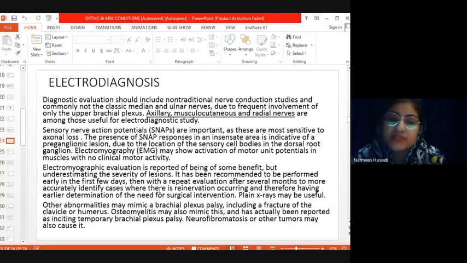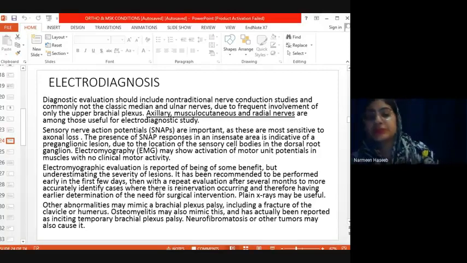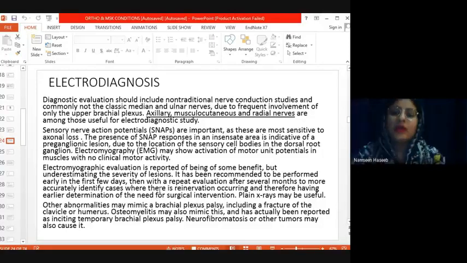Other abnormalities may mimic a brachial plexus palsy, including a fracture of the clavicle or humerus. Osteomyelitis may also mimic this and has actually been reported as inciting temporary brachial plexus palsy. Neurofibromatosis or other tumors may also cause it. So there are other abnormalities which are going to cause symptoms of brachial plexus injury.